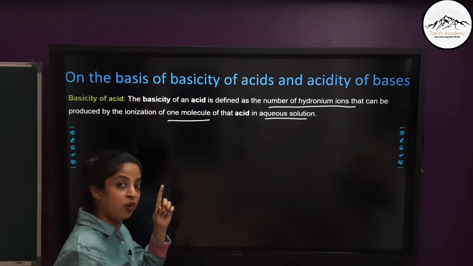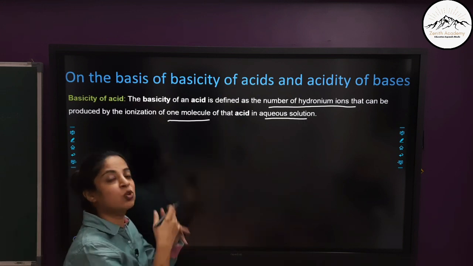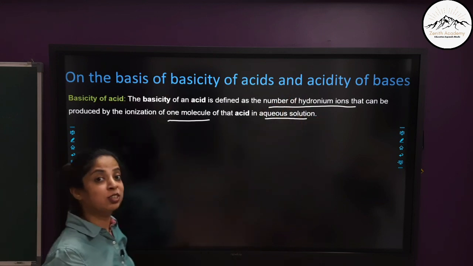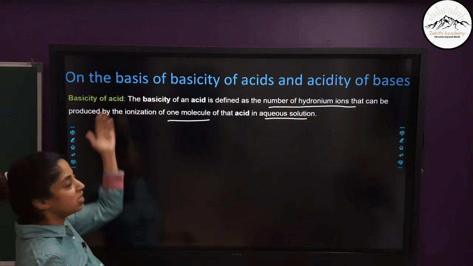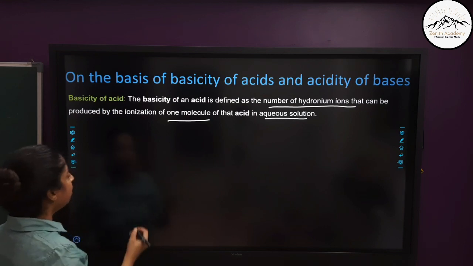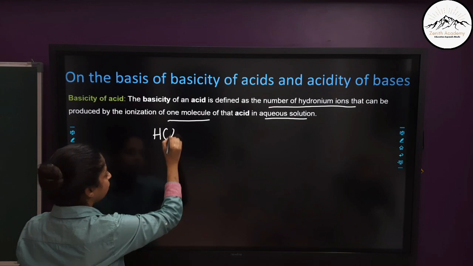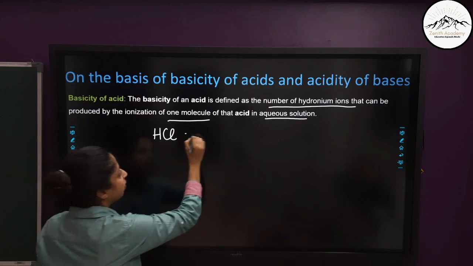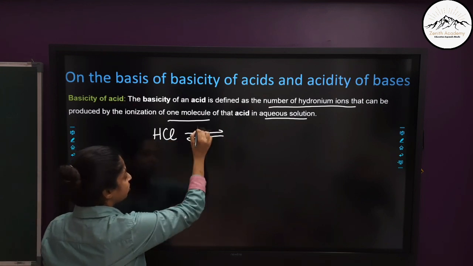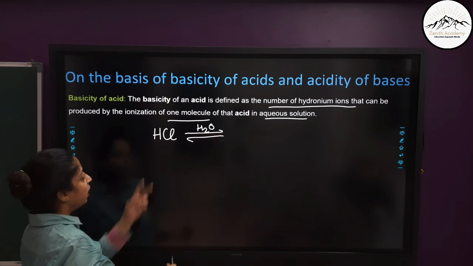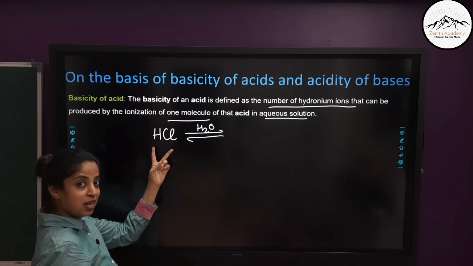So if one molecule of an acid dissociates to give a certain number of hydronium ions, that number is known as the basicity of that acid. Here I will give you an example of HCl. So HCl, when it dissociates in water, that is in aqueous medium, will dissociate into H plus and Cl minus ions.